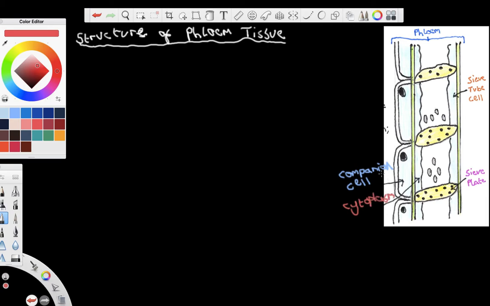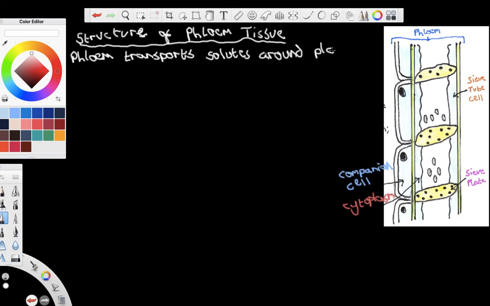Okay. So the phloem. The phloem transports solutes around the plant. So we can say that the phloem transports solutes around the plant. We say that it's involved in something called translocation. Translocation. You should have done this at GCSE.